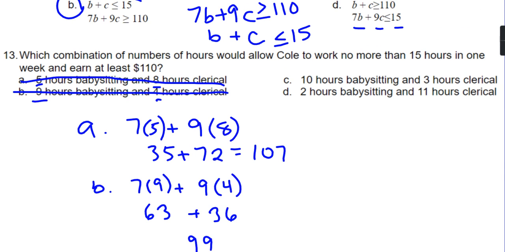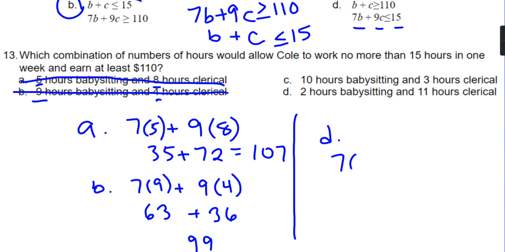Now looking at C and D, you notice that there's 10 hours babysitting for C and 11 hours at clerical work for D. If you're understanding the scenario well, you'll probably go to D because you'll understand that since he's getting a higher rate for clerical work, $9 an hour, then probably the option with a lot of hours at the higher paying job is more likely to get him $110, right? So let's try choice D and not even bother with C. Let's see if it works.